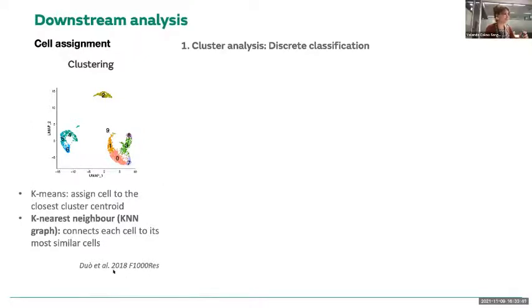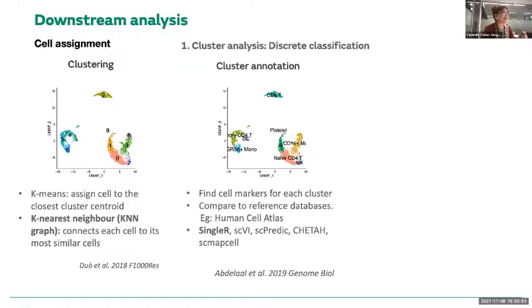And you can look at this review here about clustering, but this is kind of the default of Seurat at the moment. So that's the easy way to go. And then once you have your clusters and you're happy with the resolution, you can do an annotation. So here now we need to look at what are the cells that we have. So you would find cell markers for each cluster, and then you have to compare these cell markers to reference databases. For example, the Human Cell Atlas, there is also one for mouse or whatever.